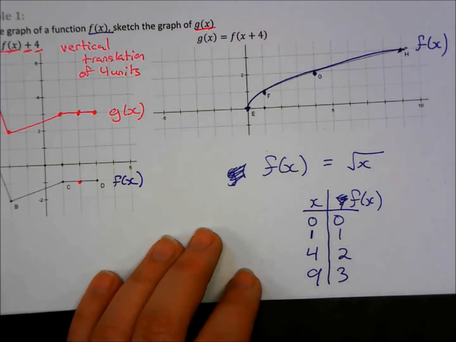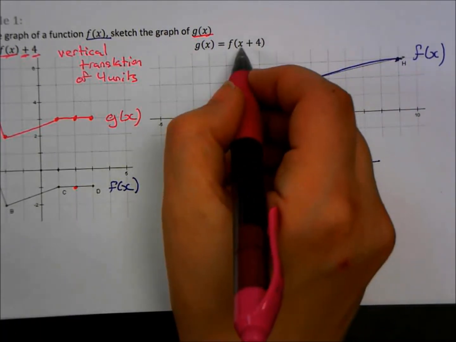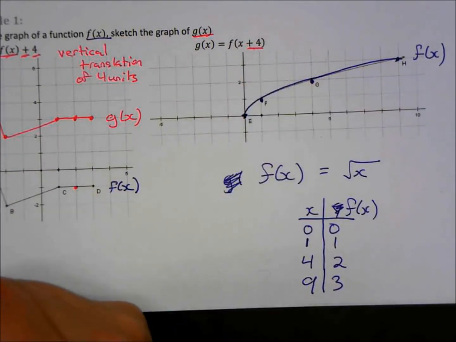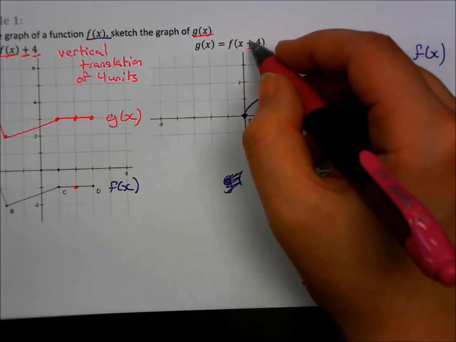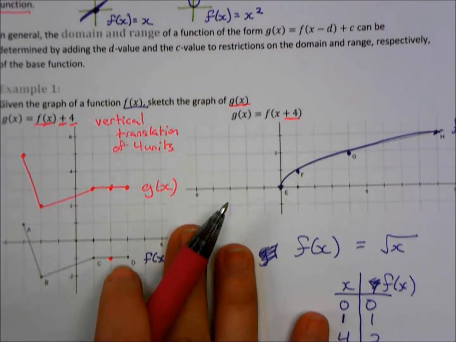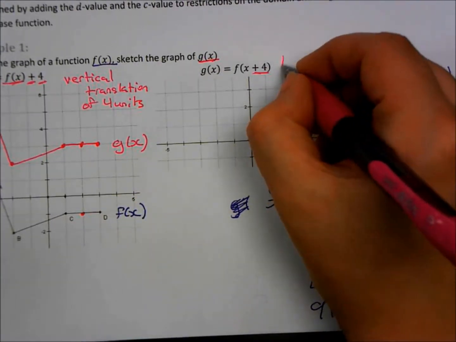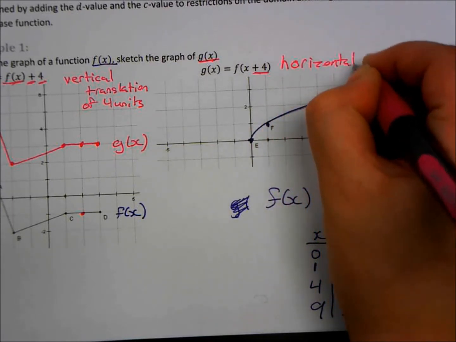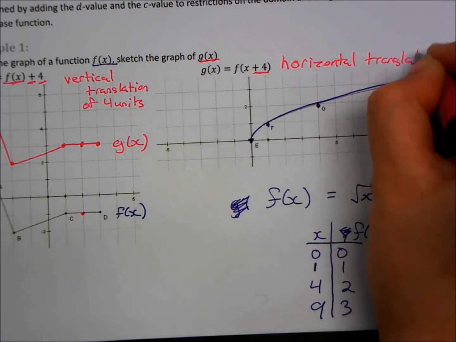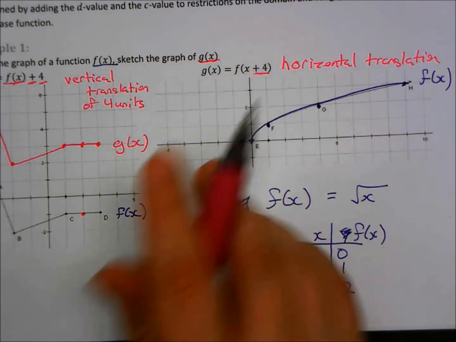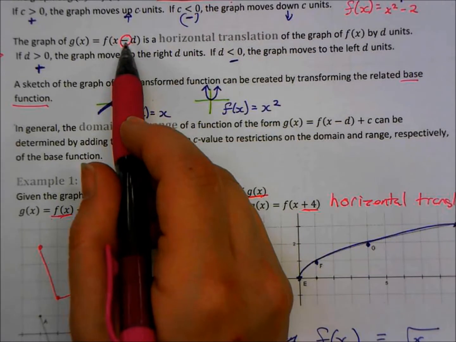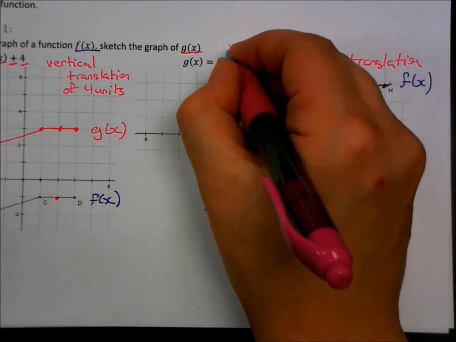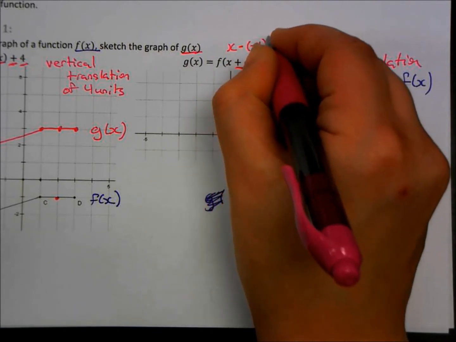If we take a look at our g of x, it has a translation, because it's a plus. It's a translation of 4 units. But if you take a look, the general form for a horizontal translation, like this one, has not a positive sign there. It's got a negative sign. So if we've got a positive sign here, this would be the same as minus negative 4.